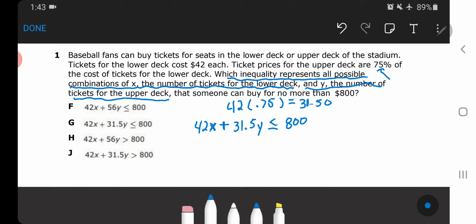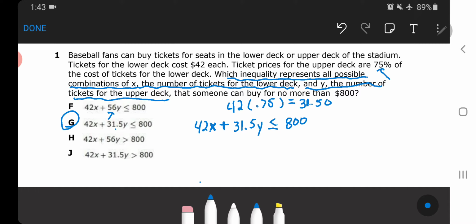So let's see which one represents the same thing. Looks like G. G would be our answer right there. Problem with Y is saying the upper deck tickets are more expensive, and they're not. They're only 75% of the lower deck.